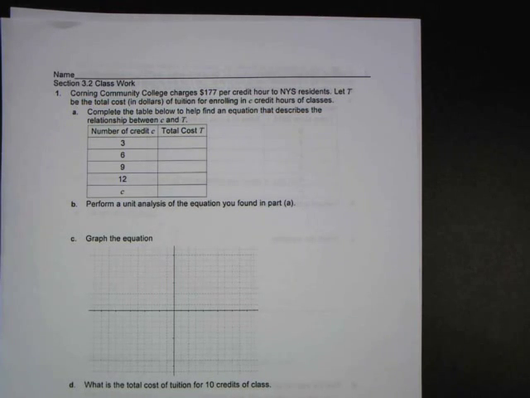So it says, let T be the total cost in dollars of tuition for enrolling in C credit hours of classes. Complete the table below to help find an equation that describes the relationship between C and T. Okay, I think I might need a calculator too here.